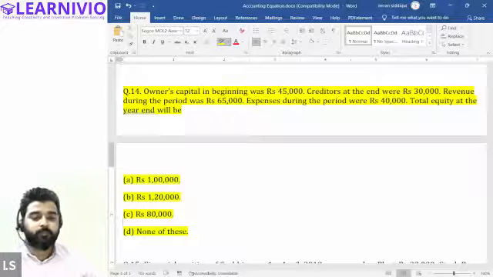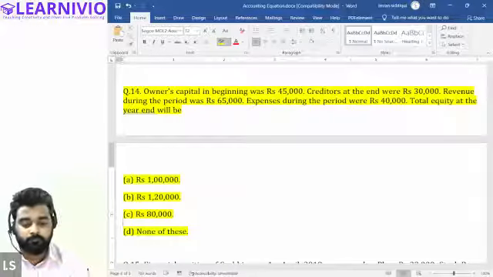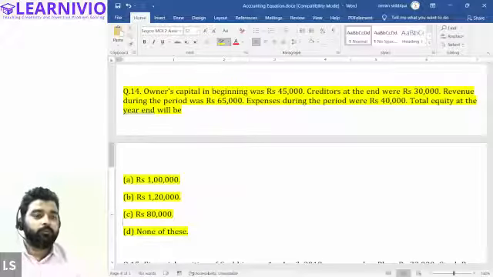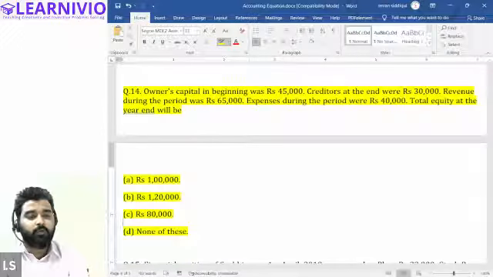Who will answer me? Samiksha? Sir, 2 minutes, just. Okay. Sir, is it 1,20,000? Okay, Halima? A, 1 lakh? Okay, can you tell me the calculation? How did you calculate 1 lakh? It's creditors and revenue, all that.